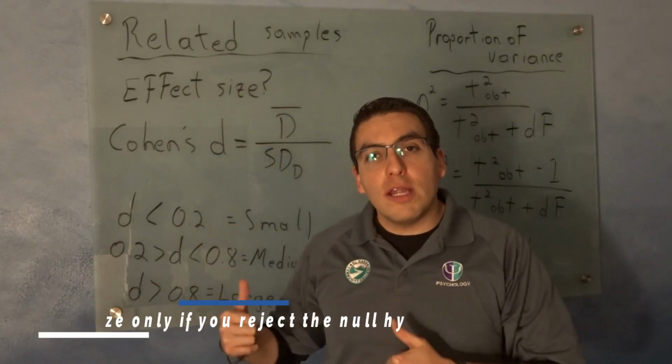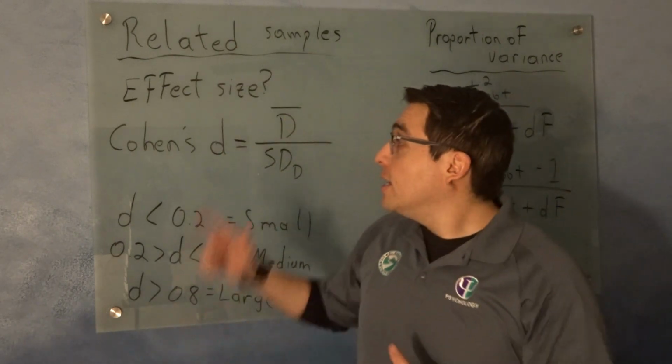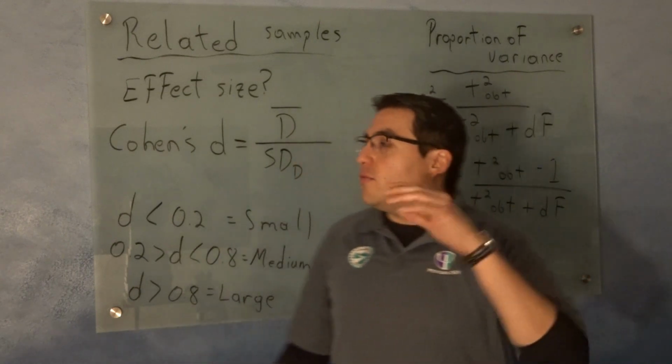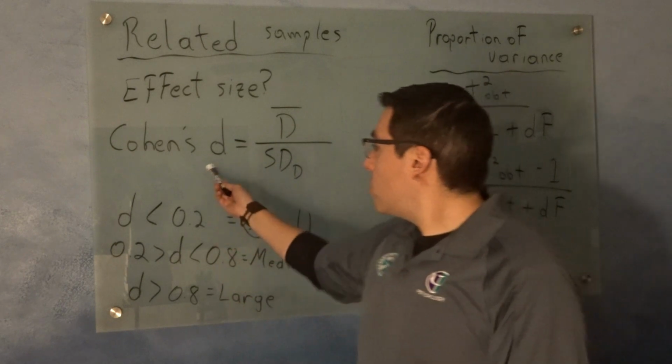Again, you do this only if you reject the null hypothesis. Only if you reject the null hypothesis. If you didn't, then there's no point of doing this because you didn't find an effect. If you found an effect, tell me how big is the effect. Same as the previous one, we gotta do Cohen's d.